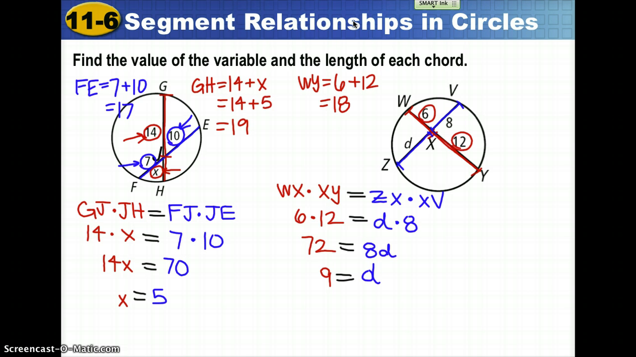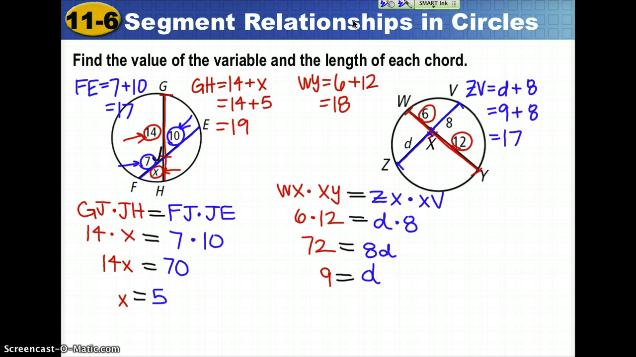And the other one, ZX, XV. I want to find the whole length. X is just the intersection point. The whole length is ZV. That was D plus 8. D is 9, so 9 plus 8 is 17.